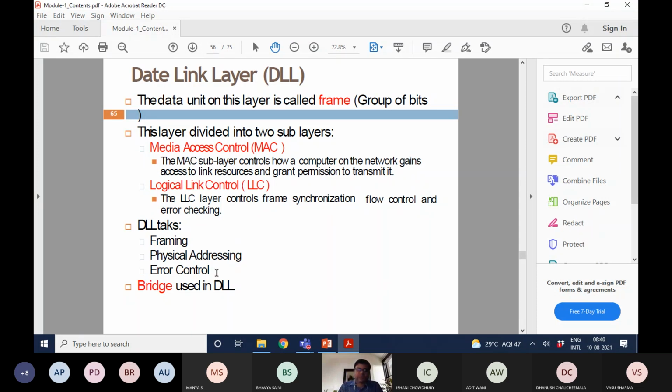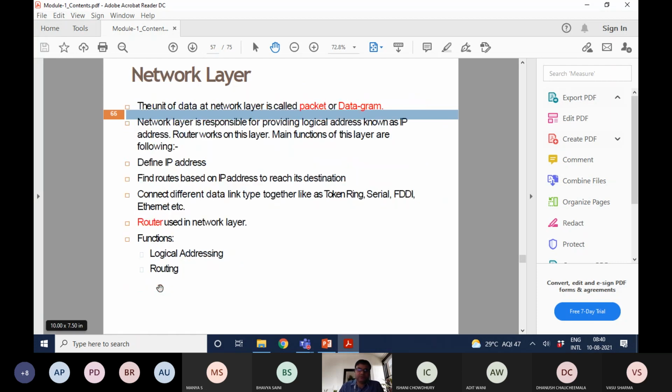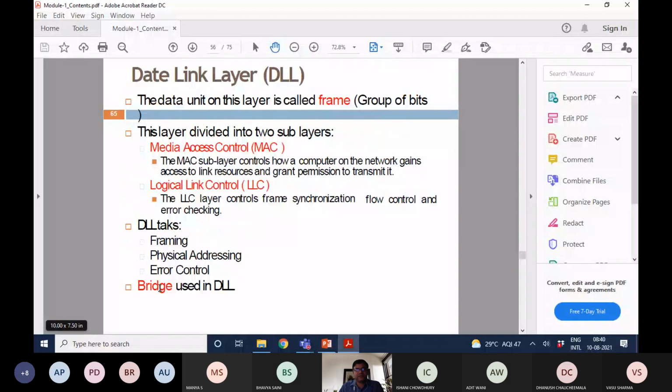Then error control and flow control are also tasks of the data link layer. And what device do we use in the data link layer? That device is called a bridge. In the physical layer we used the devices hub and repeater. In the data link layer, we use the device bridge. So we'll stop here for the data link layer today, and the other layers we'll discuss in the next class.